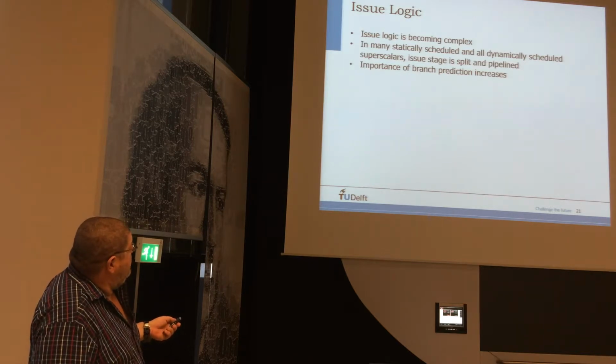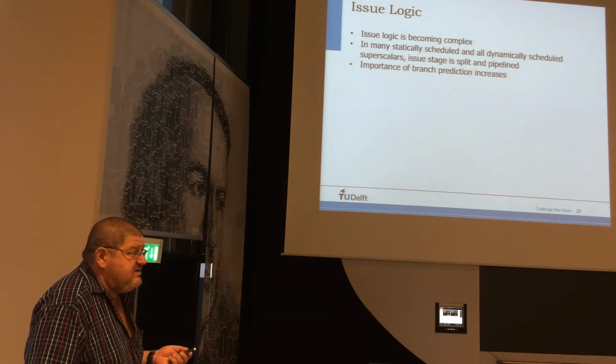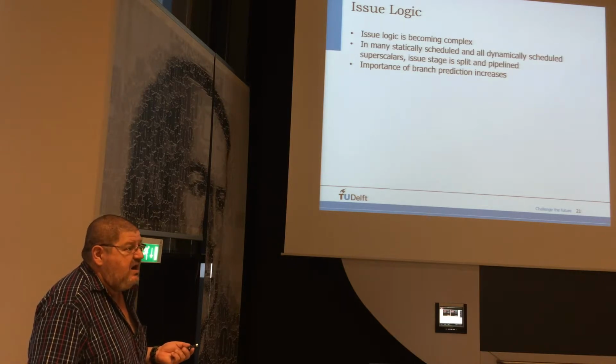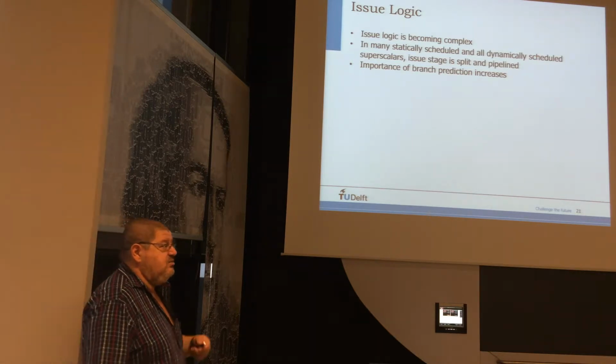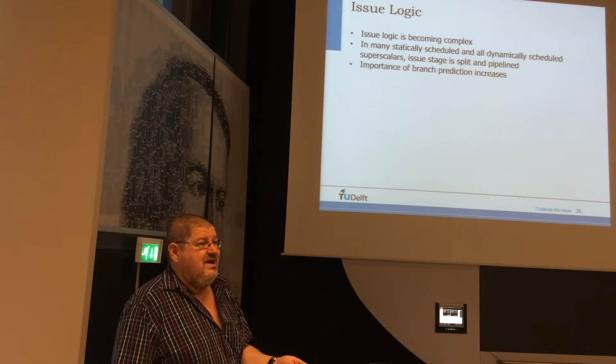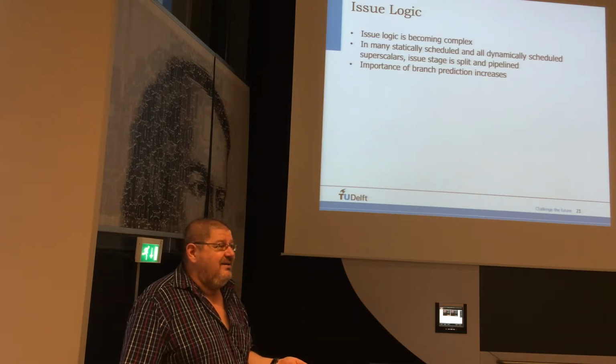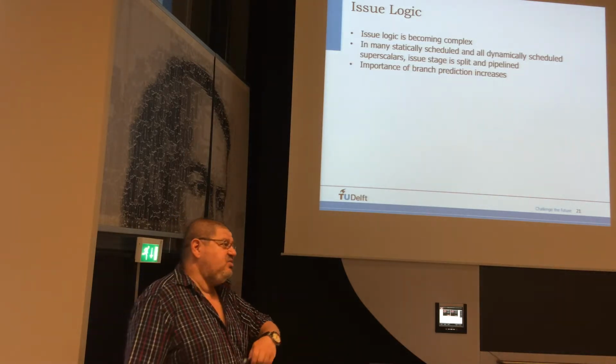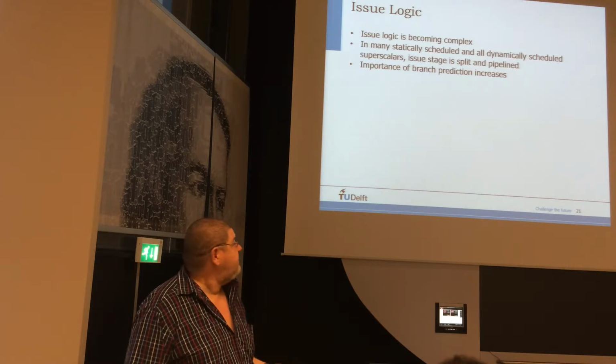Now, branch prediction accuracy is getting more important because now you are issuing more instructions in parallel, and if you go wrong, the amount of things that you have to undo is actually larger.